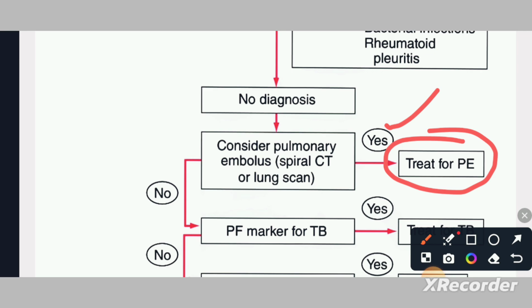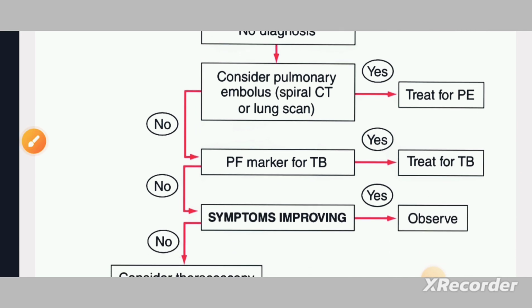But if even after the CT scan, that is HRCT, you are not able to identify anything, or the patient does not have any pulmonary embolus, then you have to look at the ADA marker, that is, adenosine deaminase levels. If the adenosine deaminase marker is positive, or above the normal values, then you suspect that the patient may have tuberculosis. So treat accordingly. Treat the tuberculosis.